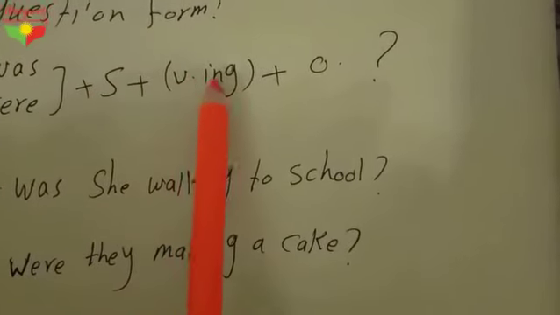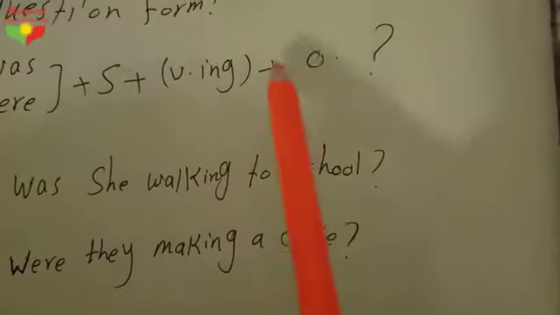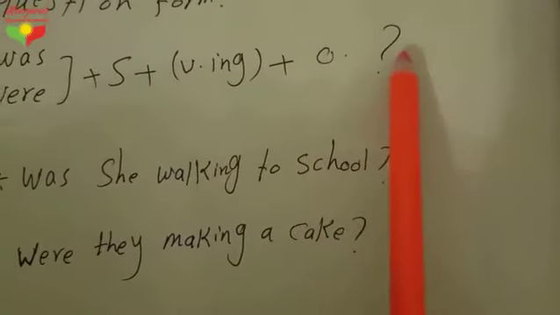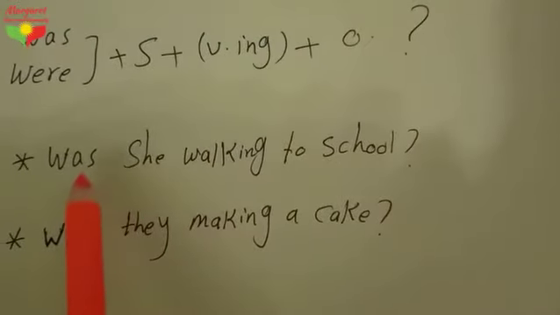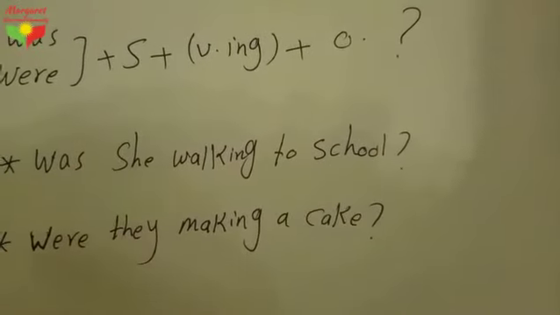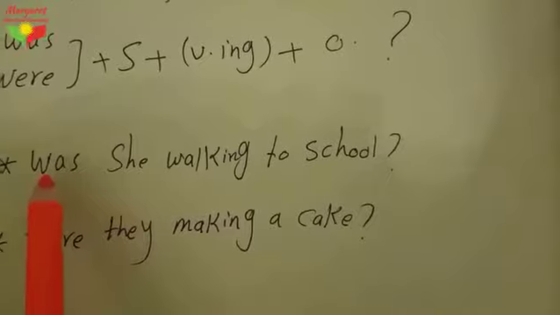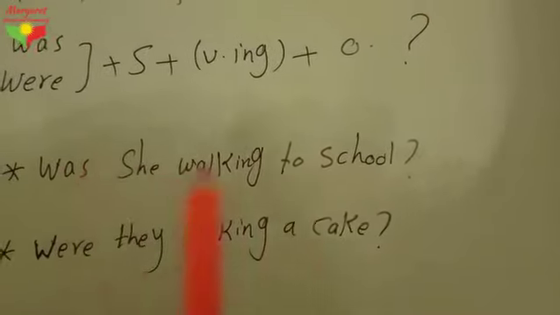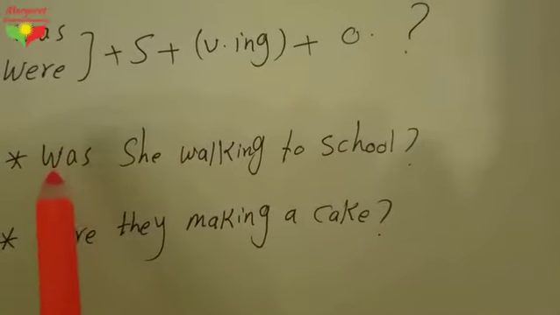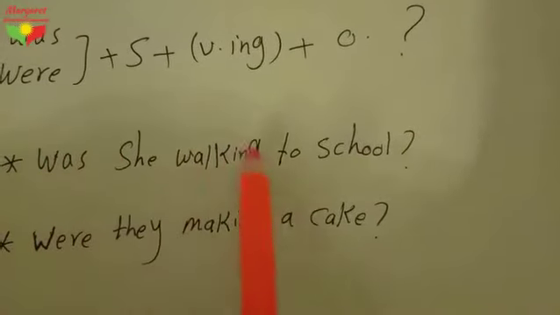After that, you have to add the verb with ing, then plus object, and don't forget to put the question mark because you asked a question. So the previous examples will be like this. Was she walking to school? The affirmative one was: she was walking to school. So the question one will be: was she walking to school?